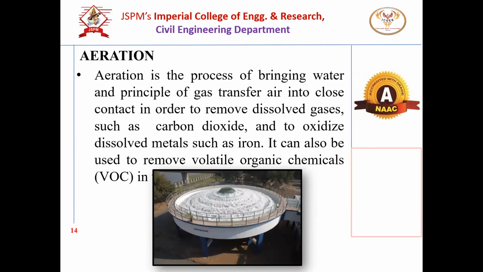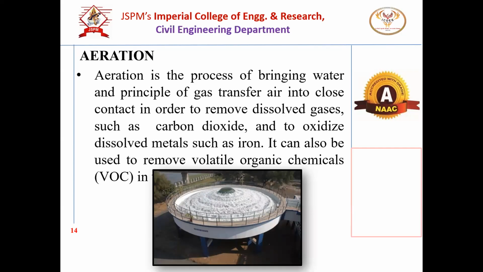Yes, ma'am. Okay, so you have to remember that this is the process of bringing water and air into close contact, using the principle of gas transfer, in order to remove dissolved gases. Some gases are not good for our health, so those gases are to be removed, such as carbon dioxide. When atmospheric oxygen gets mixed into the water, it gets purified. This aeration is not compulsory, but 90% of the time we need to provide aeration, because we have to remove those gases which are objectionable.